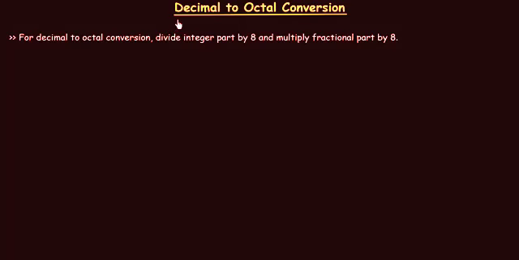In the last presentation, we completed decimal to binary conversion. The next conversion is decimal to octal. For decimal to octal conversion, we have to divide the integer part by 8 and multiply the fractional part by 8.